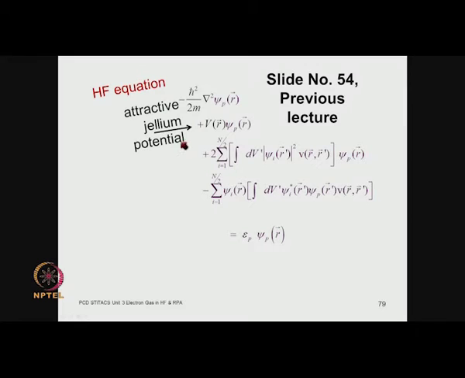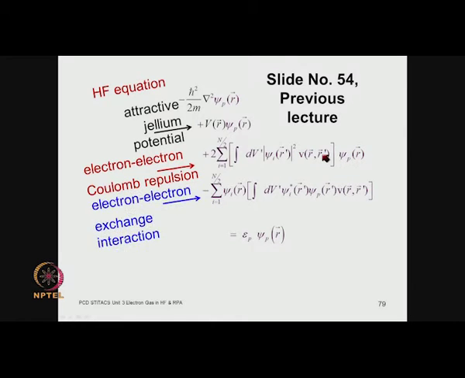You have a Jellium potential, and as we discussed in the previous class, the electron-electron Coulomb repulsion, which is the direct interaction term, and then you have an exchange term. So these are the two terms which are similar to what we have in the atomic case as well, but in the present case these two terms, which are the Jellium attractive potential term and the electron-electron repulsion term, are exactly equal and opposite. This one is attractive, this one is repulsive, and they are exactly the same, so they will cancel each other.